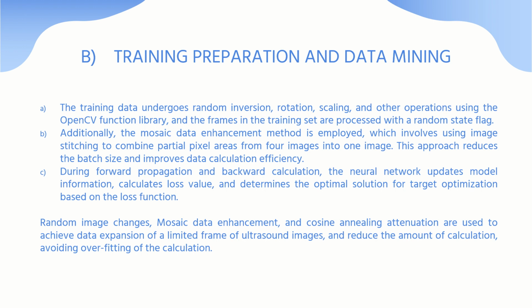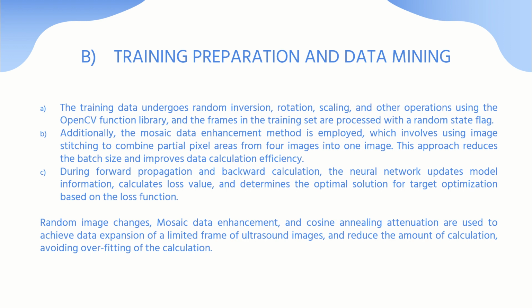Coming to the training preparation and data mining part, the endoscopic ultrasound images contain both characteristic frames and useless frames. Characteristic frames are the organs that have been correctly marked in the image with fewer interference items. However, the number of such items is very small. In order to solve this kind of problem, data enhancement algorithms are used. Now, data enhancement is based on the OpenCV function library to perform random inversion, rotation, scaling and other operations.